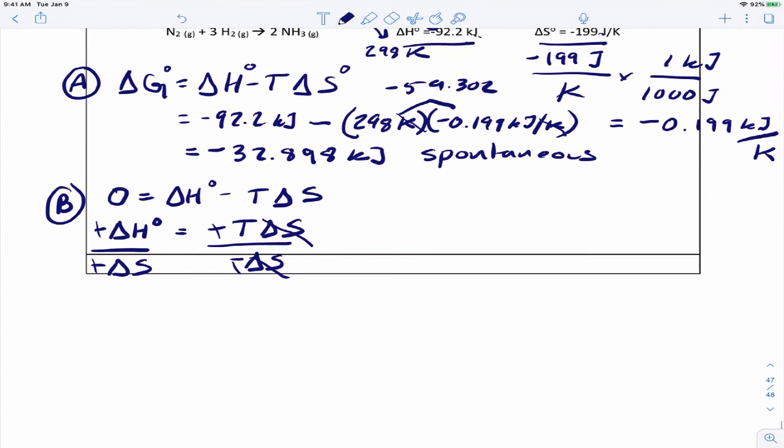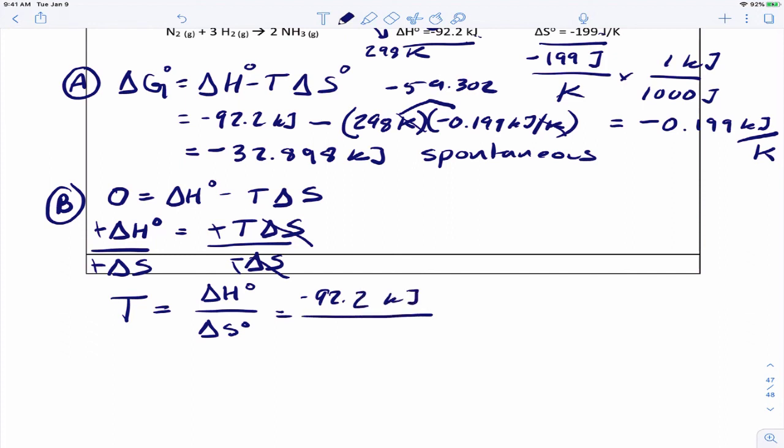So the equation that I want to deal with, the temperature where this changeover is going to occur, is going to be delta H divided by delta S. Okay, so if I put in the values that I got, negative 92.2 kilojoules, and that's okay, the negative signs are going to cancel each other out. And then the delta S was negative 0.199 kilojoules per Kelvin. Okay, so negative 92.2 divided by negative 0.199.